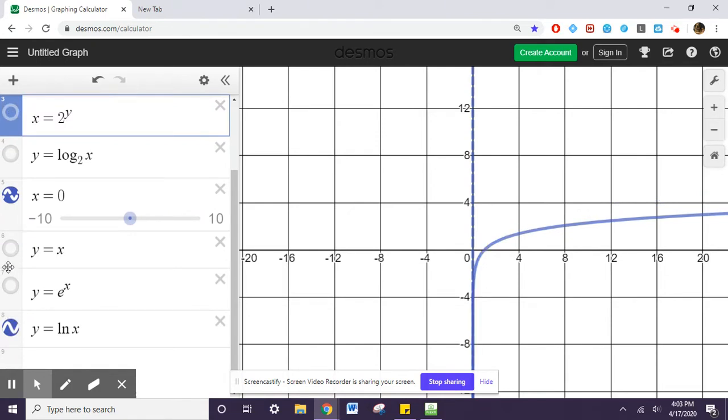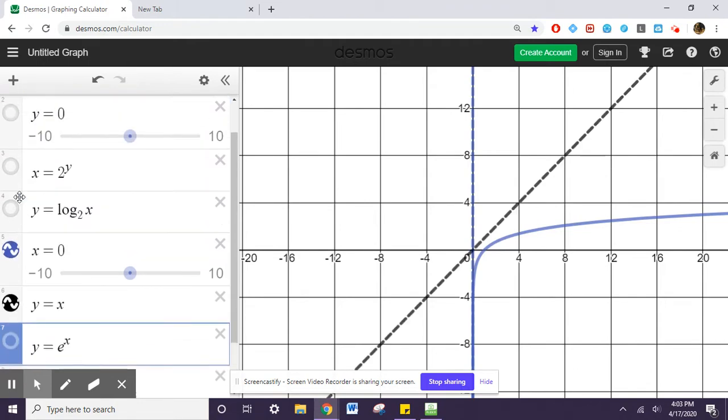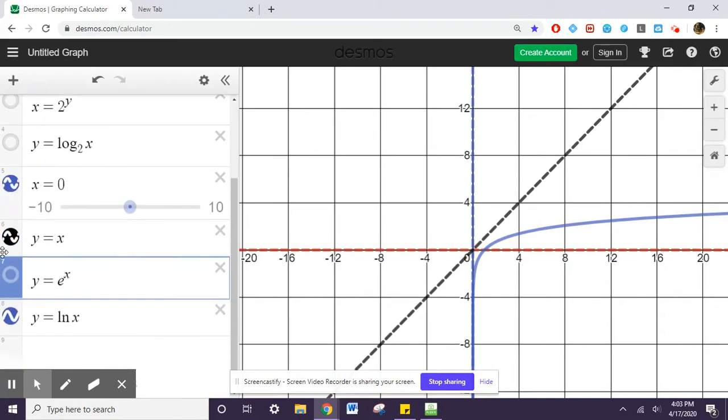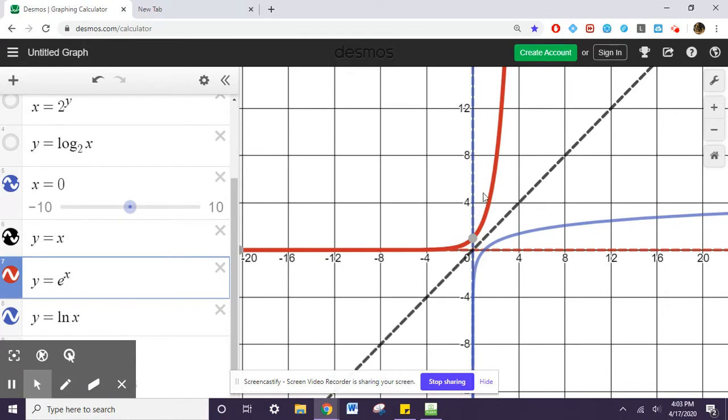The steepness is just a little bit different. So even though e is kind of a weird new number for us, it looks really the same as it would with any of those other bases. So let me get that. Okay, so the red one is y equals e to the x, as shown here. The blue one is the natural log graph. And once again, they're reflections of each other over the line y equals x.